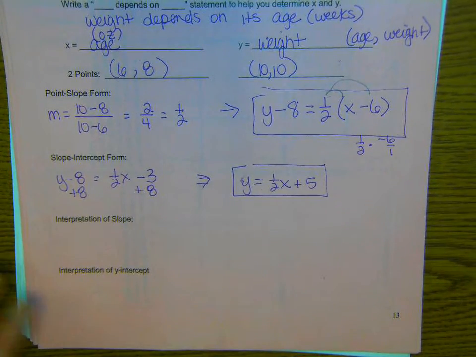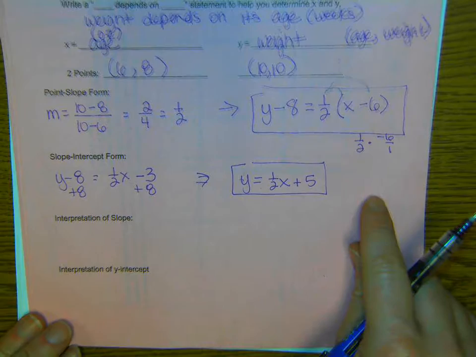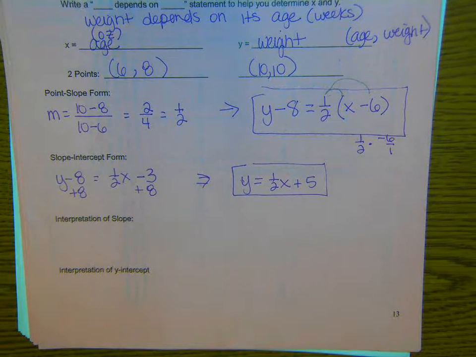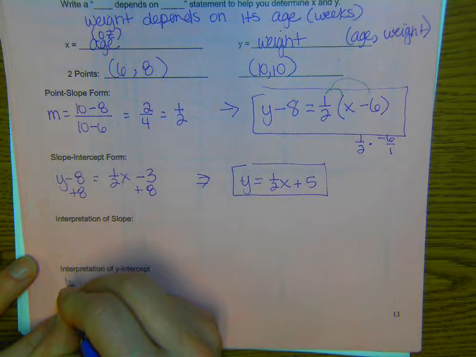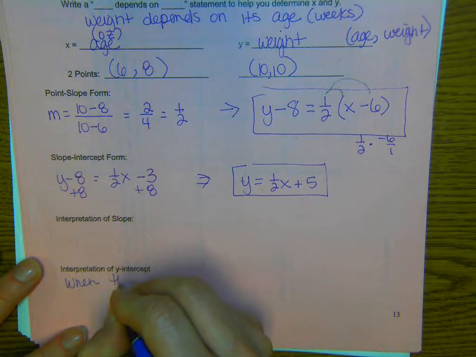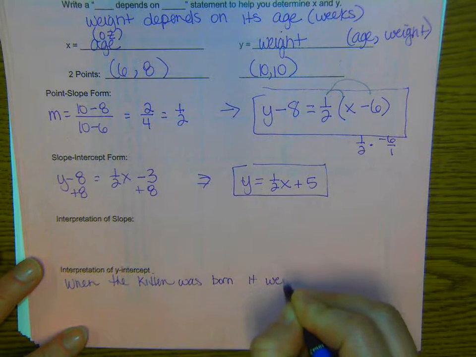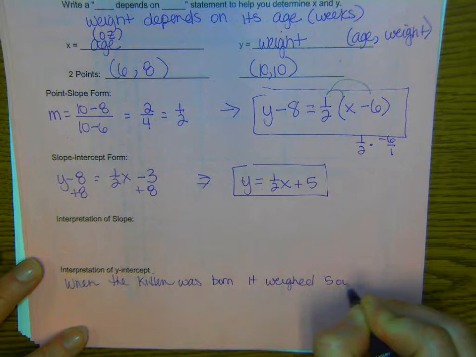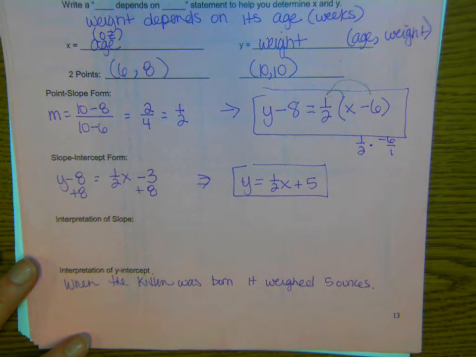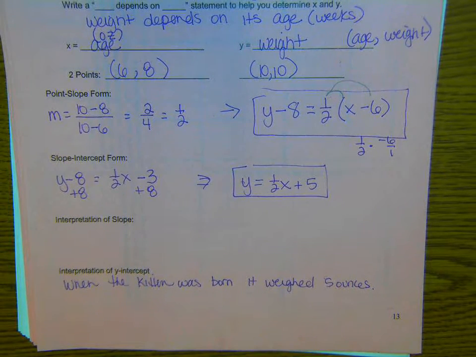Let's start with the y-intercept. Okay, I know what the y-intercept is on the graph. I want to know, in this problem, with the Gonzalez family's new kitten, the y-intercept is 5, correct? What does that mean? When the kitten was born, awesome. When the kitten was born, it weighed 5 ounces. Because intercept is when the x is 0. What's the x? The age. When something has an age of 0, it would mean it was just born.